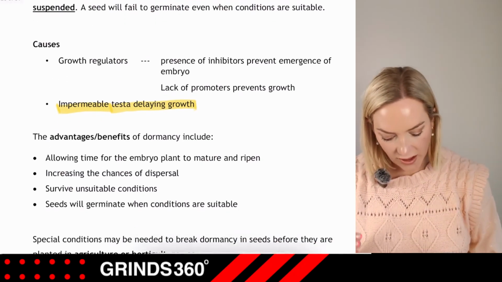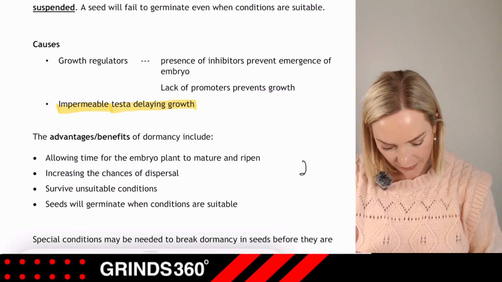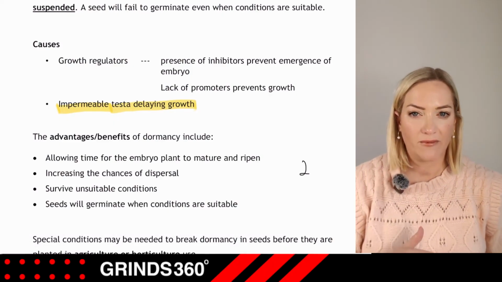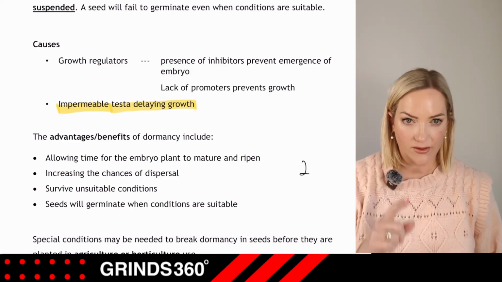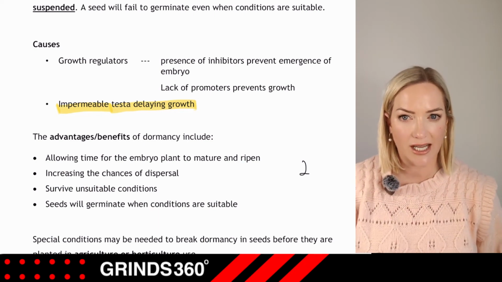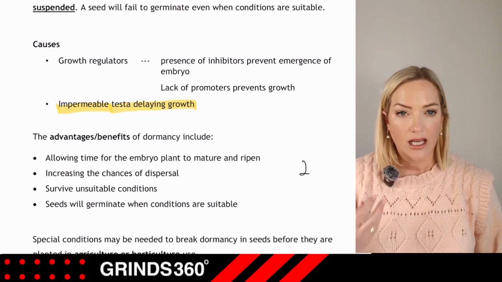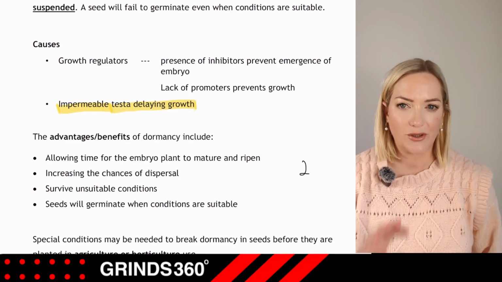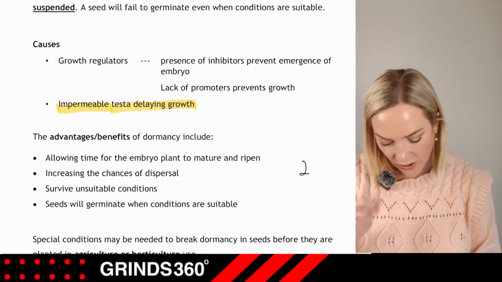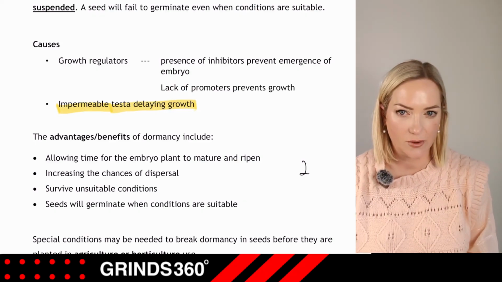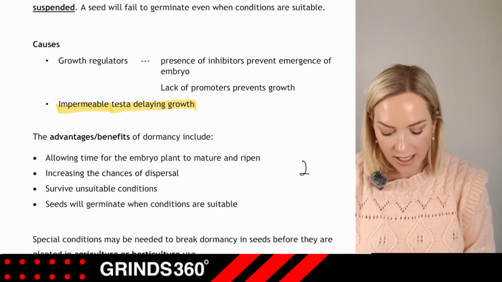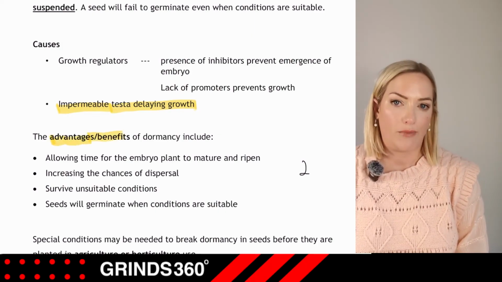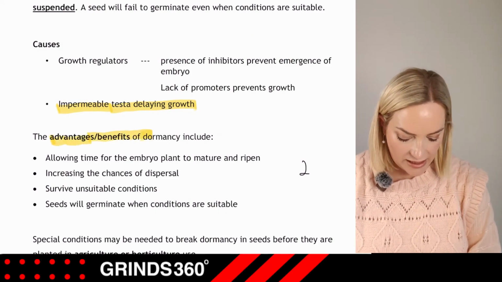Advantages of dormancy. Okay, so I have 4. Your advantage is it's allowing time for the embryo to mature and ripen. That's 1. We can increase the chances of dispersal. We can survive unsuitable conditions, and seeds will germinate when conditions are suitable. So it may be phrased as what's the advantage of dormancy? What's the benefit of dormancy? So that's why they wrote that there.